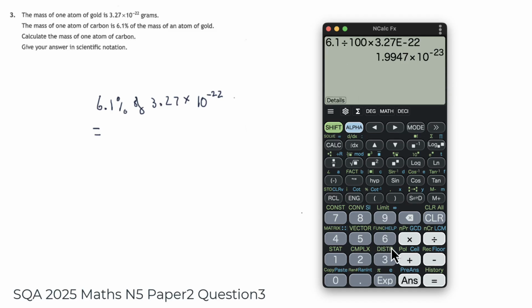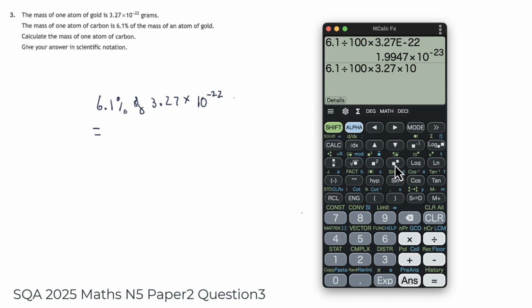Now, there is another very straightforward way of doing that. Let me show you it. If I do my 6.1 divided by 100, which is the 6.1% as before, and multiply it by, let's just write that out as it is, 3.27 times 10 to the power. Now, on my calculator, there it is.